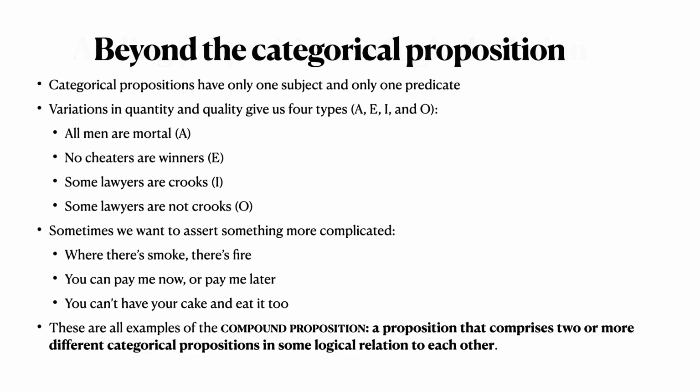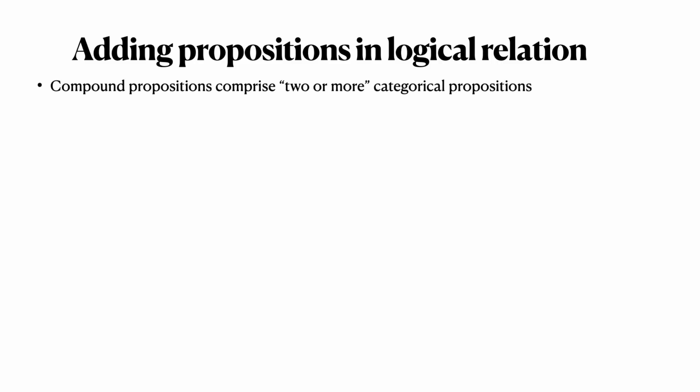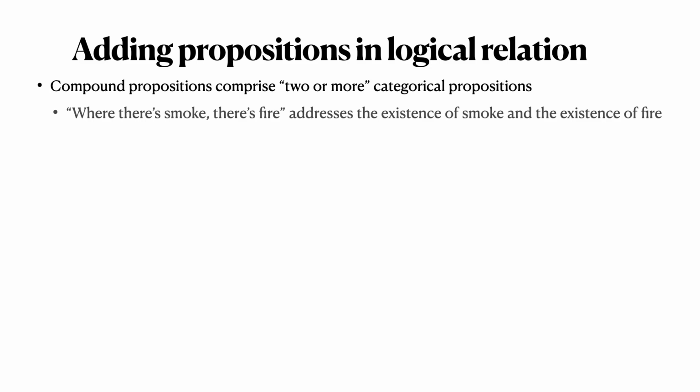More on that right now. So the first thing we're doing is using two or more categorical propositions. We're adding content, we're adding substance to the compound proposition, making it more complicated than we could easily represent in a categorical proposition. For example, where there's smoke, there's fire addresses the existence of smoke and the existence of fire. There's two different topics here.